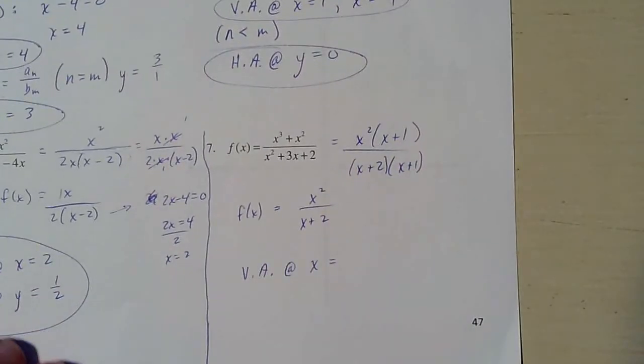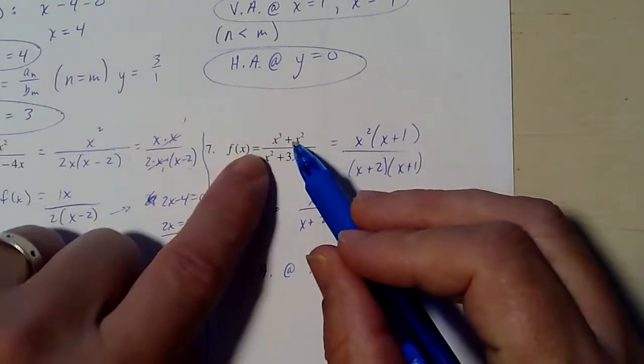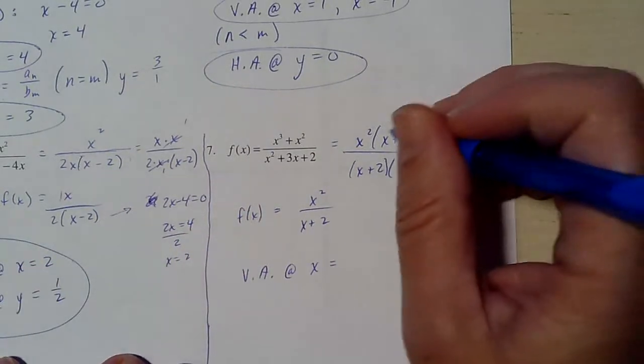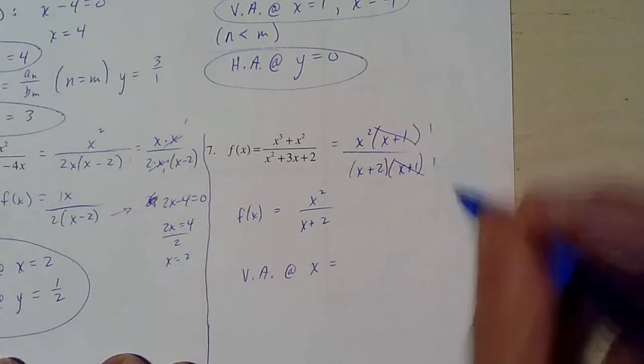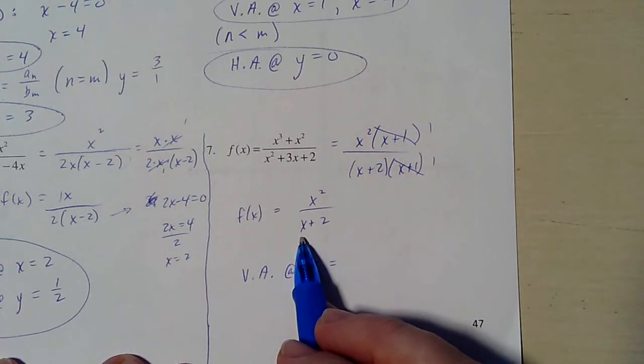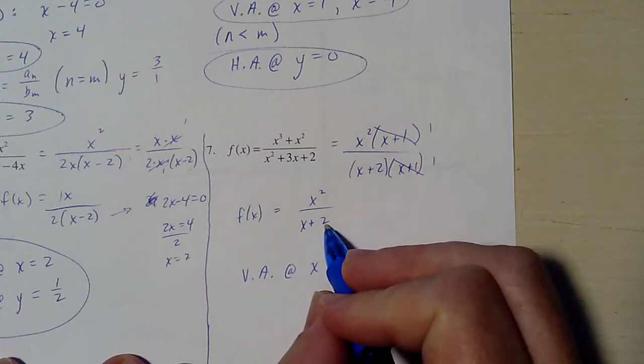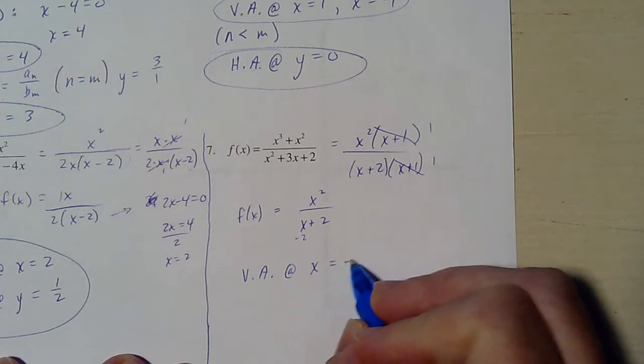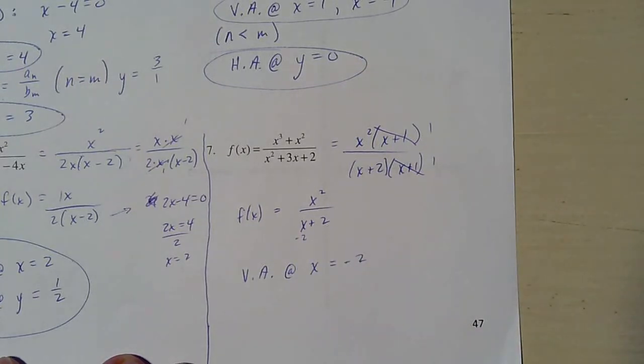All right, so here we go. Here's 7. This factors like this on top and this on the bottom, and it does have a common factor. X plus 1's divide out, and we're left with this. Okay, so what are the zeros of the denominator? Should be easy to see now, right? -2 plus 2 is a 0, so there's a VA at x equals -2.